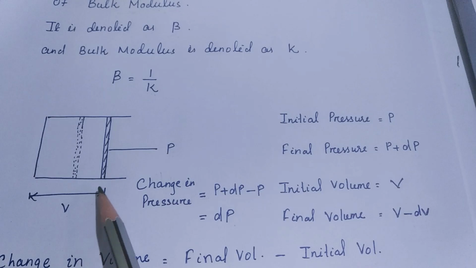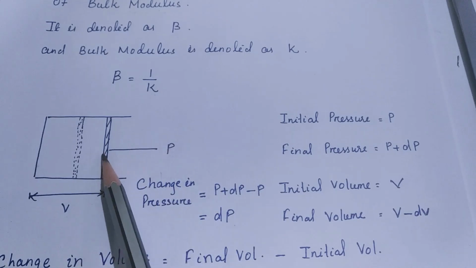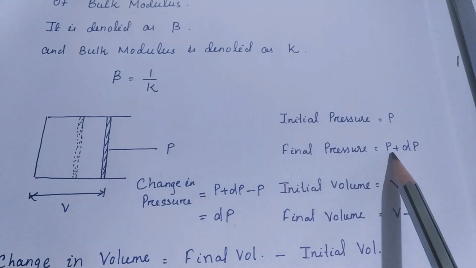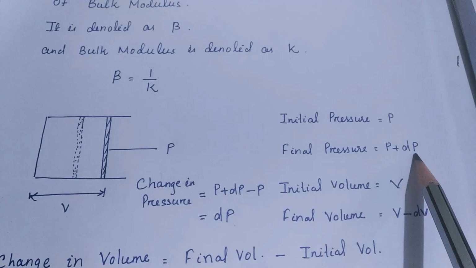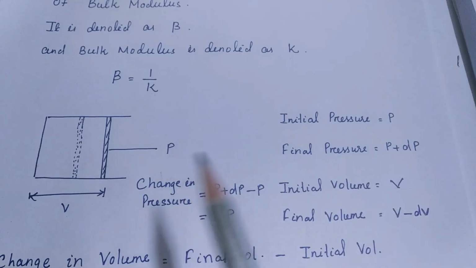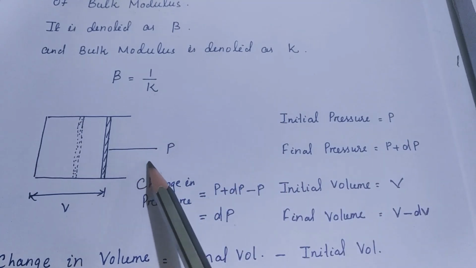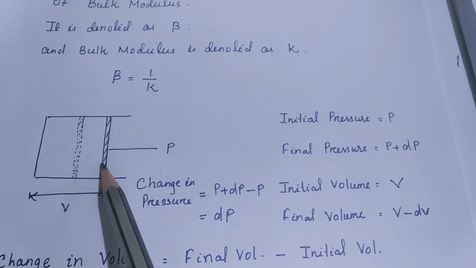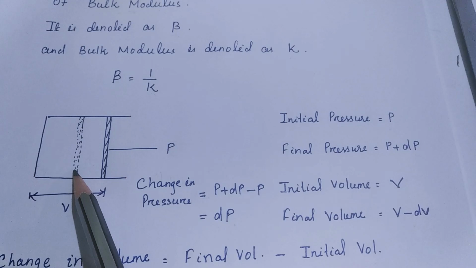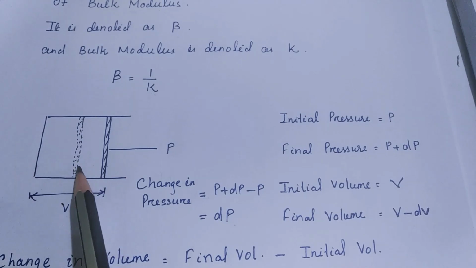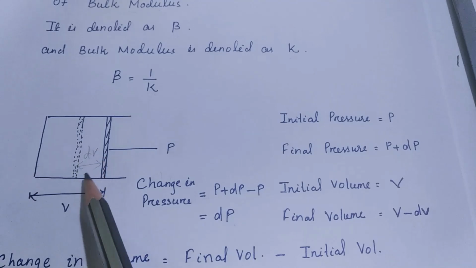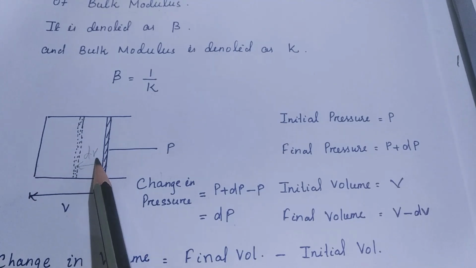Now we consider some more pressure is applied to this piston. So the pressure changes, and the final pressure here we consider to be P plus dP. After application of some more pressure, the piston moves from this point to this point. And we consider this to be the volume which is compressed, and that we consider to be dV.